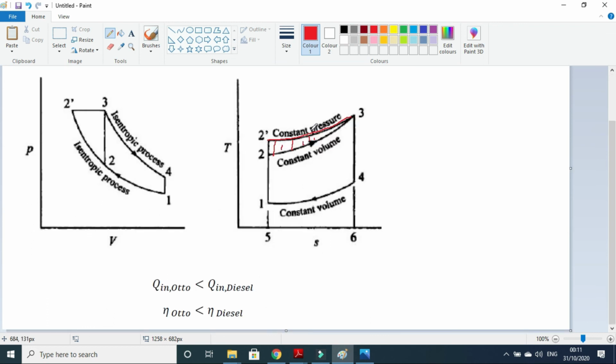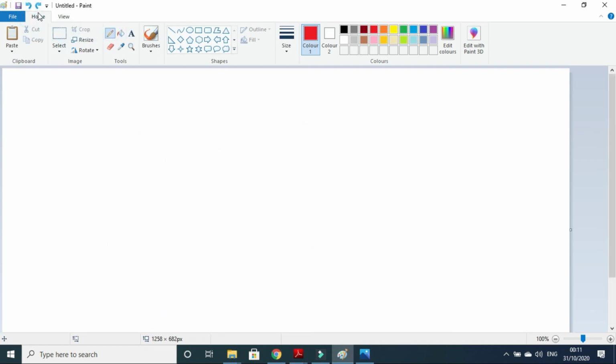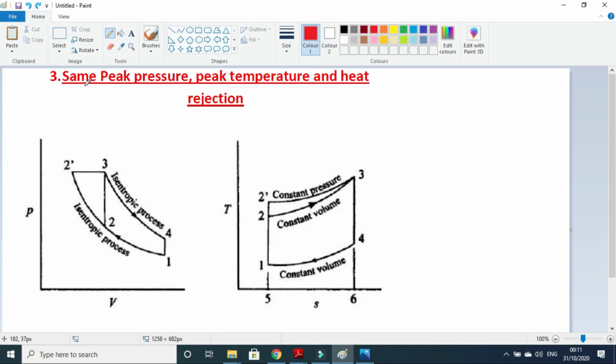So how will this question be asked in the exam? You will be given this statement: at the same peak pressure, peak temperature, and heat rejection, which one will have the highest efficiency, Otto engine or diesel engine? And maybe this figure will also be given in the exam.